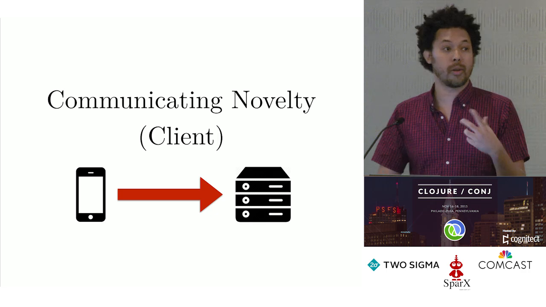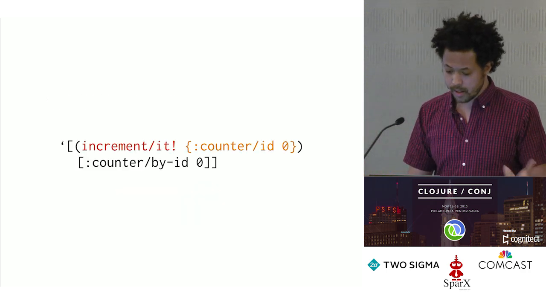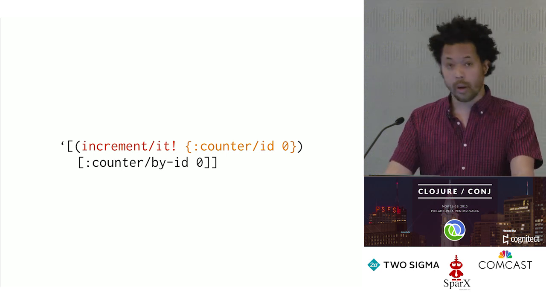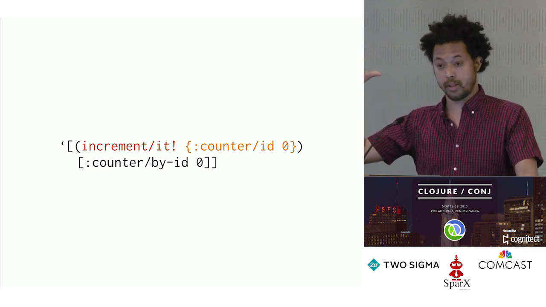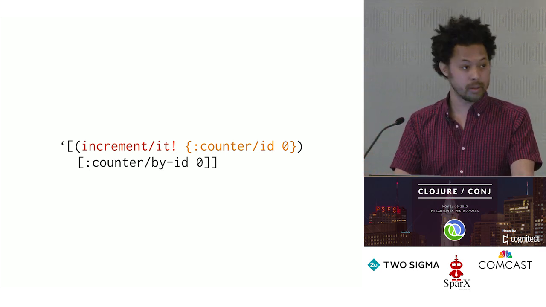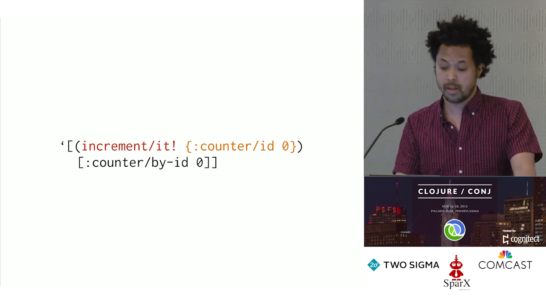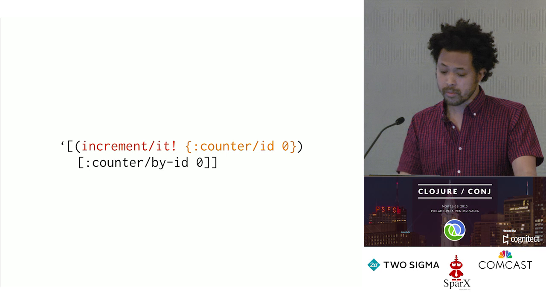So now let's talk about communicating novelty, because clients need to change the system. It looks something like this. This is a transaction query. It's just a query expression. But the difference is that the very first element here is a 2-element list. There's a symbol, and this has to be this way. The symbols name mutations. And you can pass along parameters like you could pass along parameters with keywords.